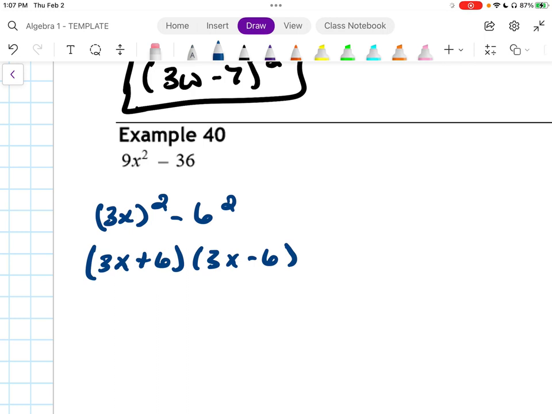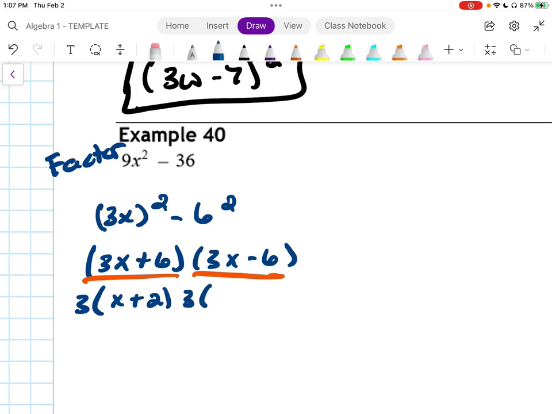Now, we could actually factor more. So this direction is our factor. We could factor more. Because if you look at both of these guys, we could pull out a 3. So I'm going to say, well, this is 3, and then x plus 2. And then our second one is a 3, x minus 2. The 3's can multiply together and be out front, and it's going to be 9, x plus 2, x minus 2.